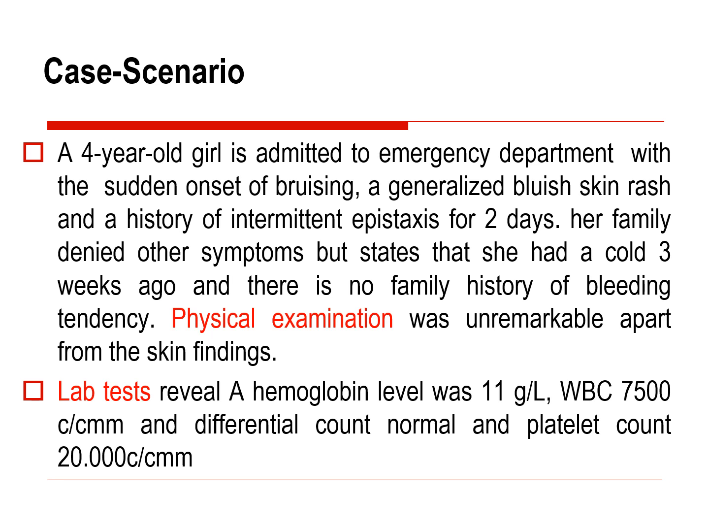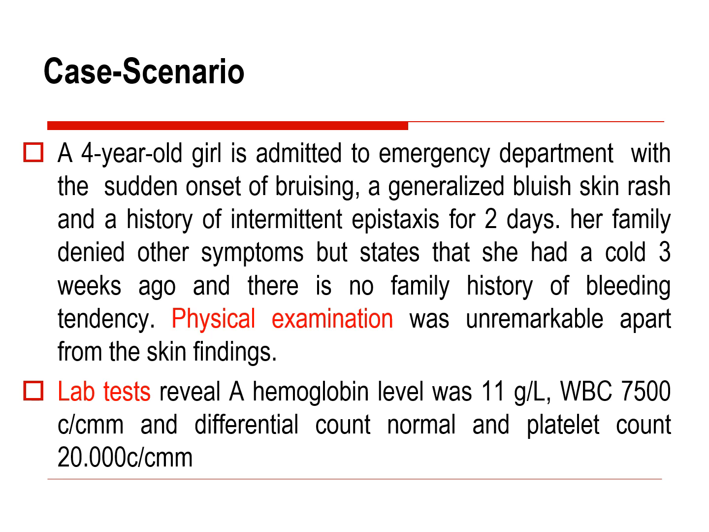We will return to the example mentioned in the beginning. This is a 4-year-old girl who was admitted to the emergency department with sudden onset bruising, generalized bluish sclerae, and a history of intermittent epistaxis for 2 days. Her family denied other symptoms, but stated that she had a cold 3 weeks ago, and there is no family history of bleeding tendency, and the child has no previous similar condition. Physical examination was unremarkable apart from the skin findings. That is to say, she has no other signs like lymphadenopathy, hepatosplenomegaly, or fever.